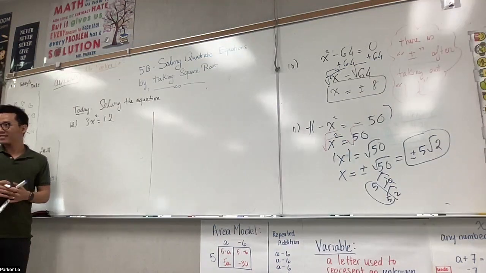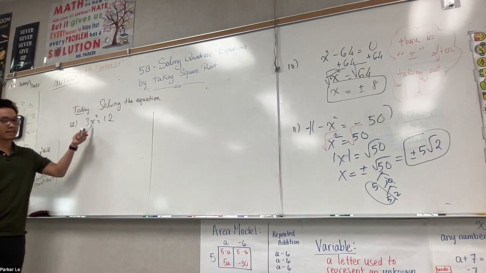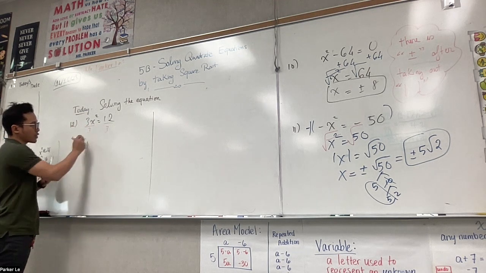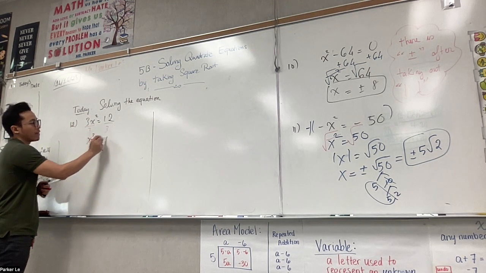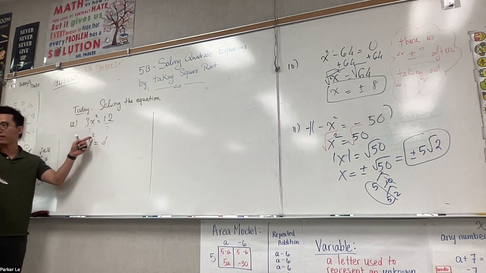David, okay, David. First, you have to get rid of 3. So you divide both sides by 3. We want the square term to be on one side. Remember the notes? How do you get rid of 3? Divide by 3. Very good. So you're going to have x squared equal, what is 12 divided by 3? 4.